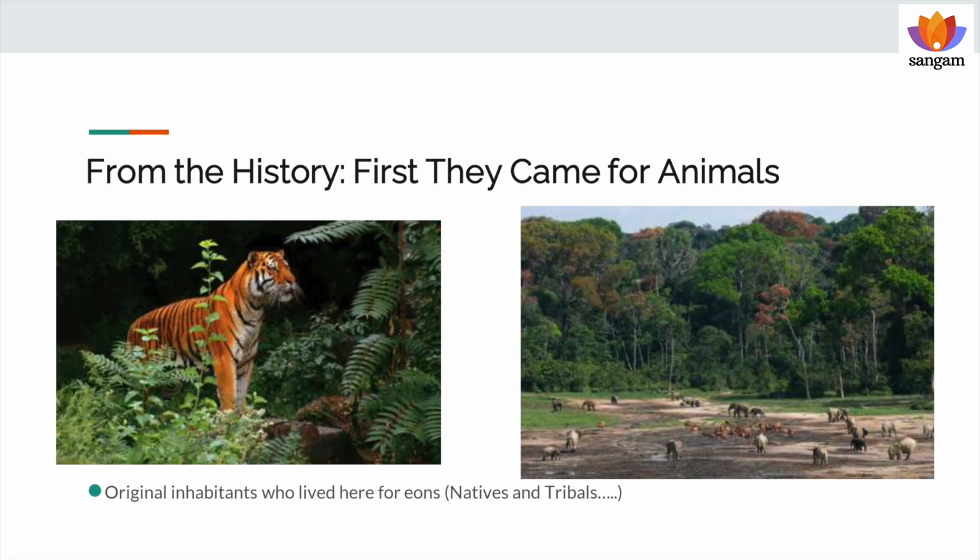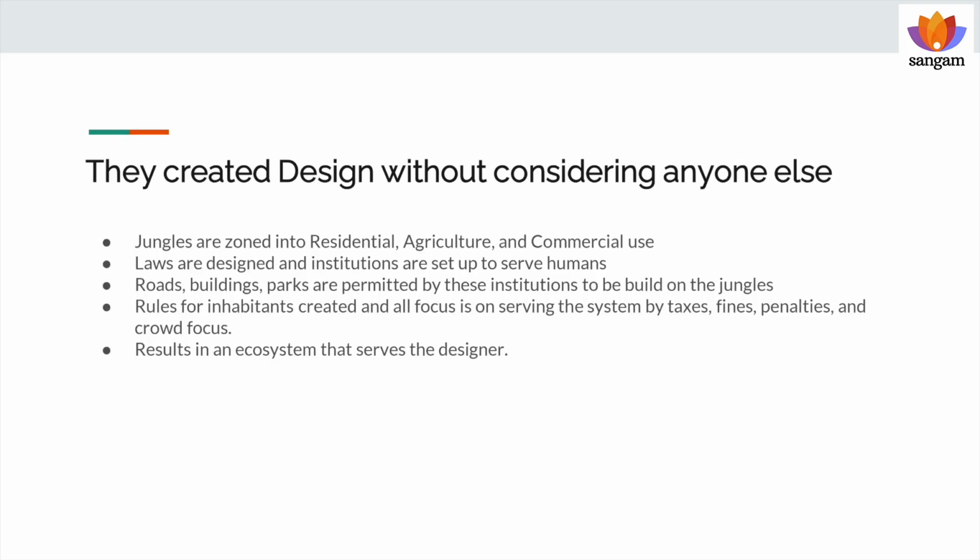Before anything existed, there were original inhabitants like natives, tribal people, and animals. They were living on Earth. They had forests, a lot of green patches. Then there came a designer who created a design without concerning anyone else.